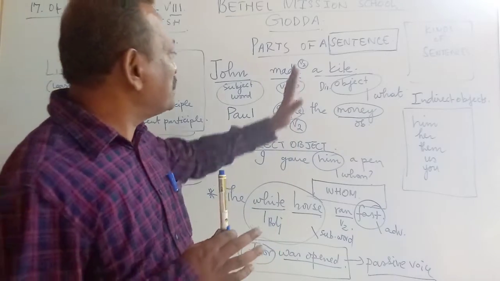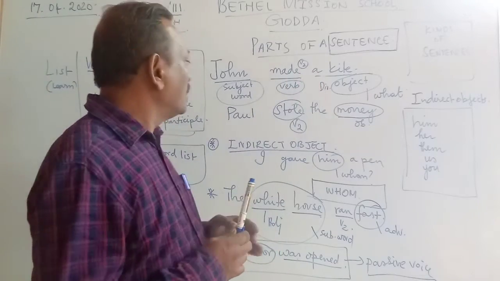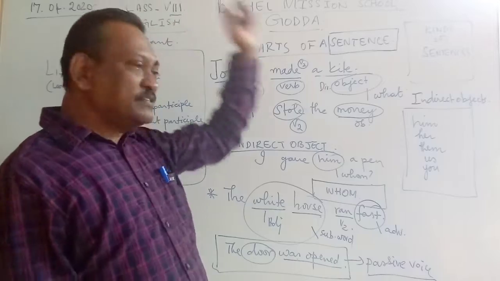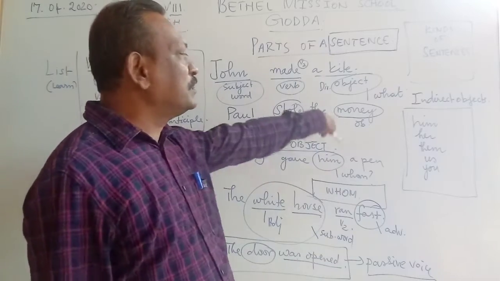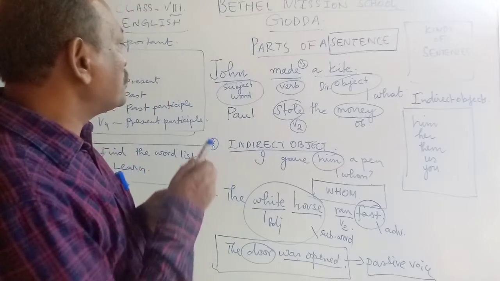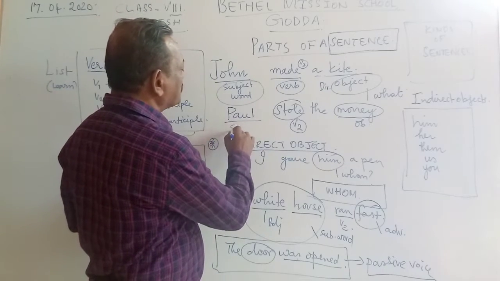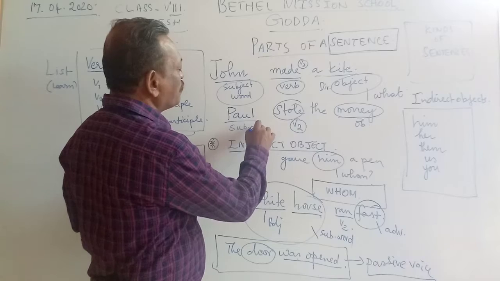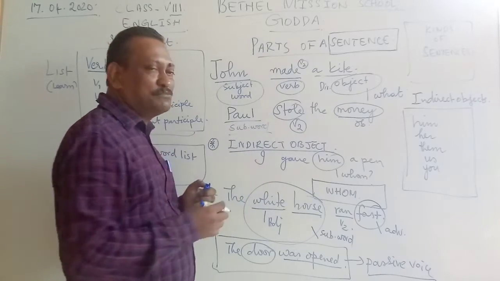I hope you are with me so far. It's clear, I believe. Now look at the second sentence. Paul stole the money. Who stole the money? Paul stole the money. So obviously Paul becomes the subject word here, or you can also call it the subject.